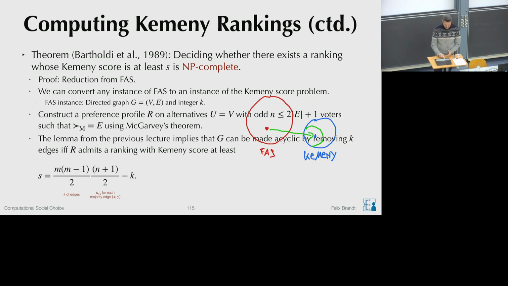And this works as follows. So first, the lemma from the previous lecture is the one where we showed that deleting the edges with the lowest accumulated weight will give us a Kemeny ranking. All the edges have the same weight, so we are just counting the edges. And then the way we translate k into s is as follows. Here we have the total number of edges, and these are all majority edges. We have an odd number of voters. So on each of these edges, because all these edges have weight 1, we just barely have a majority.